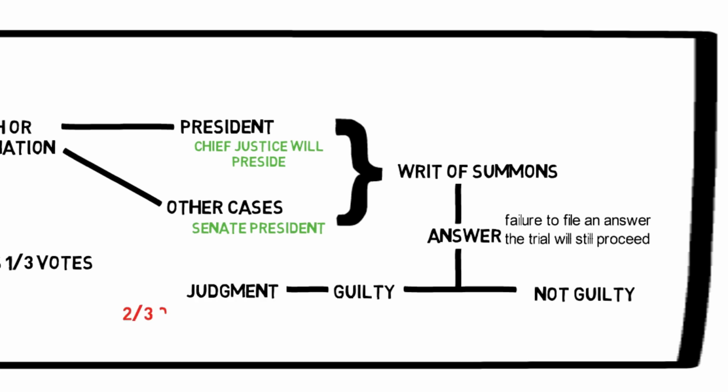A decision of conviction must be concurred in by at least 2/3 of all the members of the Senate. A vote of at least 2/3 of all members of the Senate for any one article of impeachment is needed for conviction. Since there are 24 senators, 16 votes are required to convict on any article of impeachment.